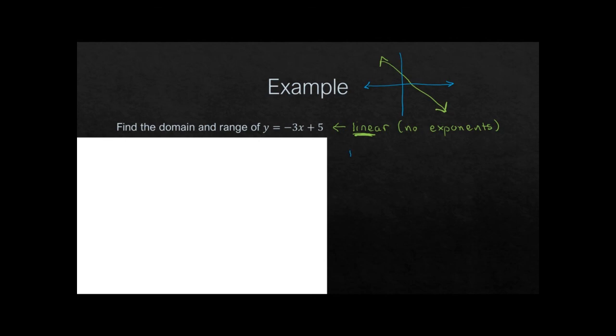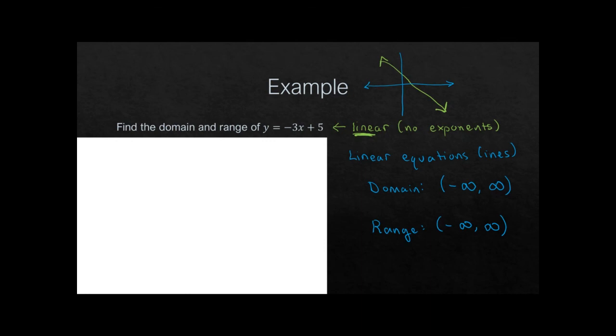So the key here is linear equations, which graph as lines, have the following domain and range, and it's the same for every slanted line. So it goes from negative infinity to positive infinity for both domain and range because they go on forever, both in the x and the y direction. This also means that you can plug in any number you want, you'll always get something out. So there's no number that you're going to plug in and get an error.